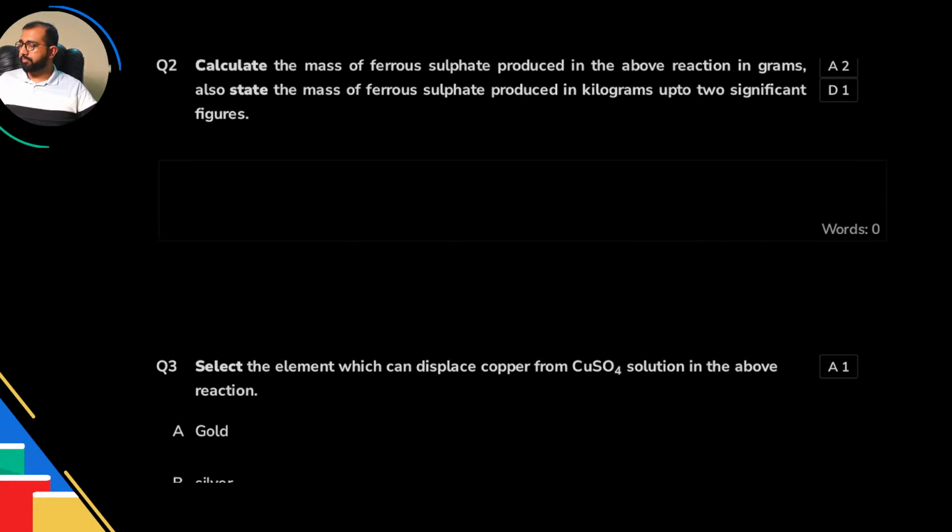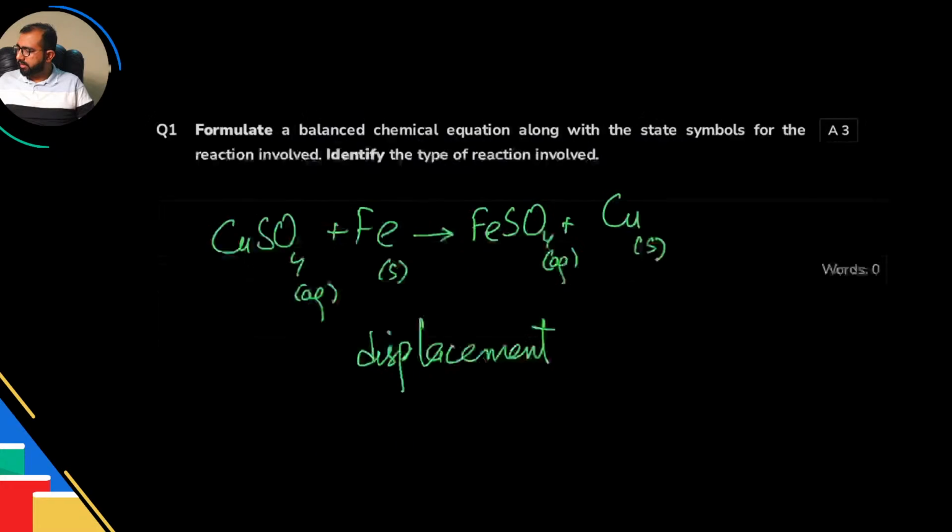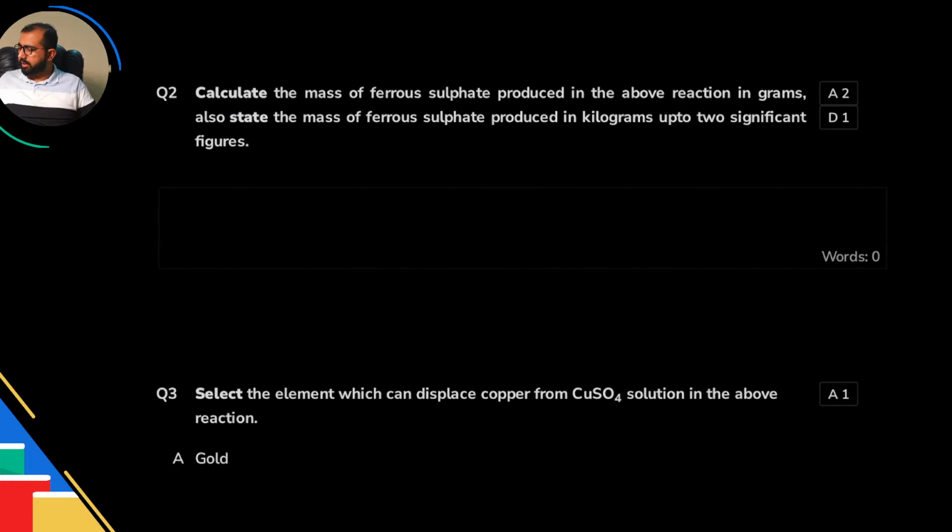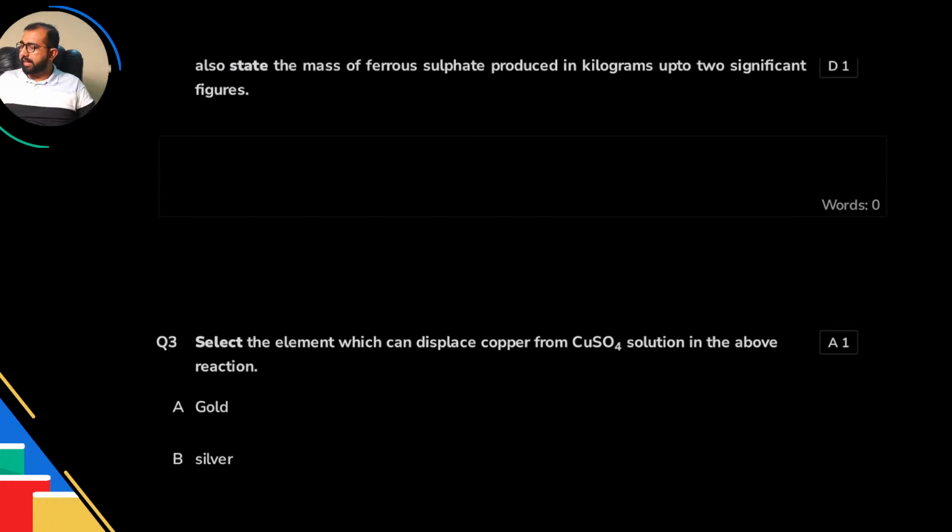Okay, moving on. Calculate the mass of ferrous sulfate, so that is FeSO4, produced in the above reaction in grams. Okay, so what mass of iron do we have? Okay, so we have 8 grams of it. I don't know why it's not mentioned here in the question, but it is 8 grams that I'm seeing here. So that is the iron that was 8 grams. Also state the mass of ferrous sulfate produced in kilograms up to 2 significant figures.